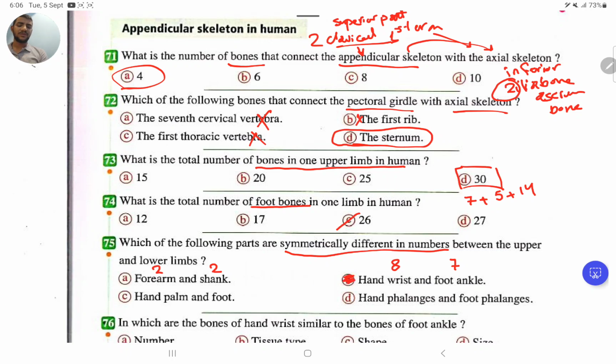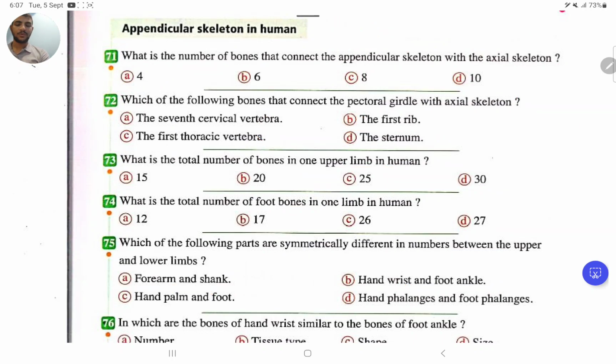And hand palm and foot, to be very, very comfortable for your answer. Hand palm, also I have 5 here, and foot also 5. Hand phalanges is 14, and the foot phalanges also 14. So the different answer is the letter B. Clear? I will move to the second part.